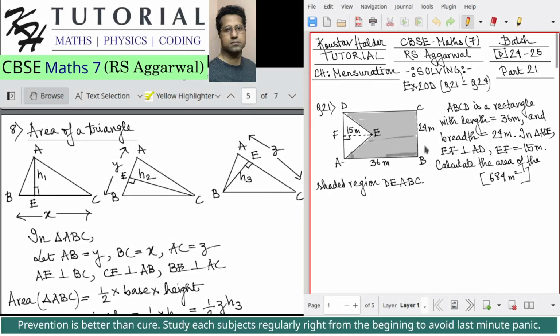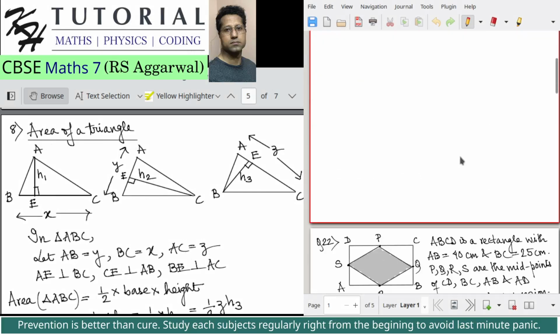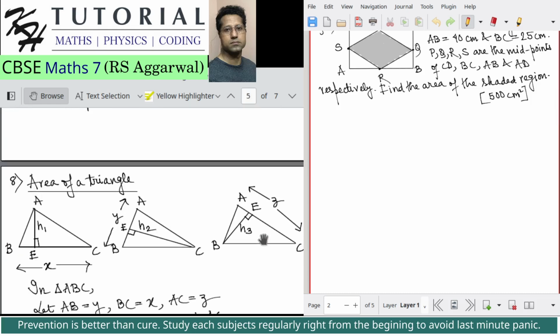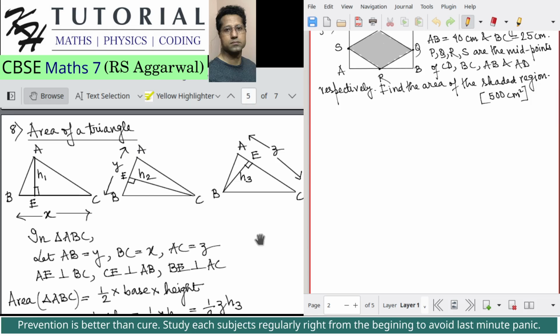Okay, so on the right hand side I have written down all the questions along with the answer so that I can match my solution, and on the left hand side I have kept as a reference the related formulas based on the area of a triangle.